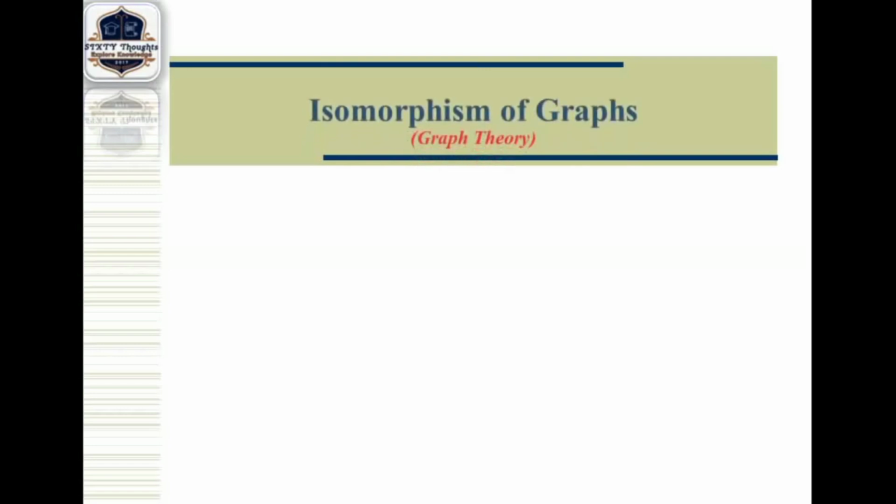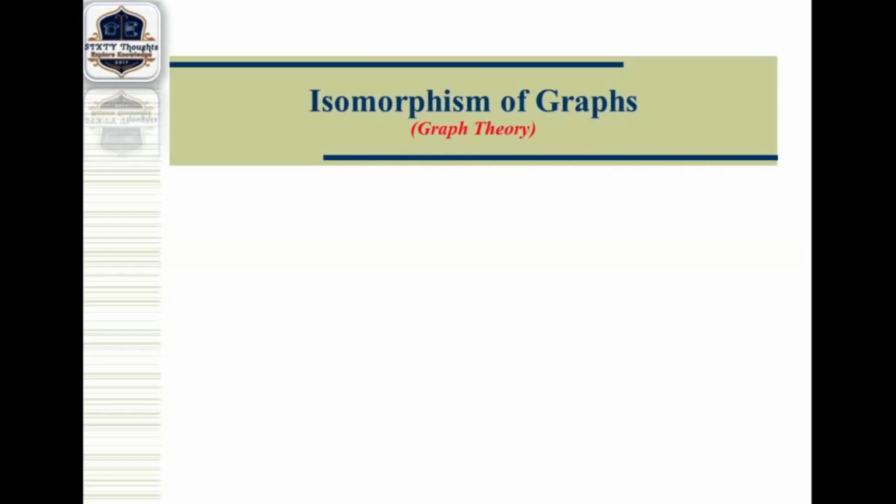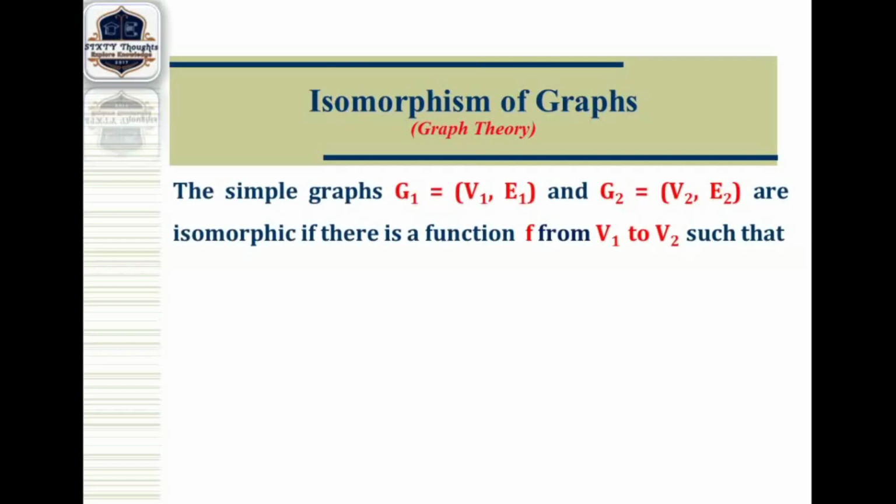Today we talk about one of the interesting topics: what is meant by isomorphic graph in discrete mathematics. Okay, so let us see the definition. Let us consider any two simple graphs G1 and G2. They are isomorphic if there is a function f from one vertex set to another vertex set, which means a vertex set V1 to V2, such that it satisfies three conditions.